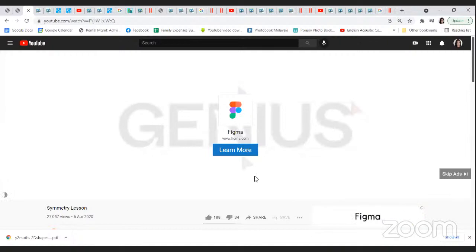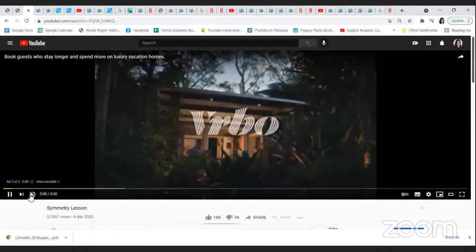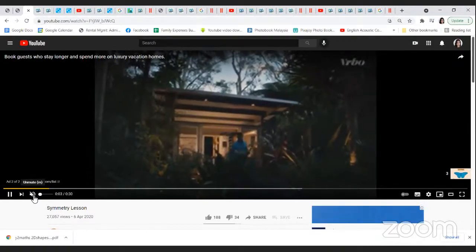Okay. Yesterday we learned about 2D shapes. Okay, sorry. Last week we learned about 2D shapes. Today we're going to learn the line of symmetry.